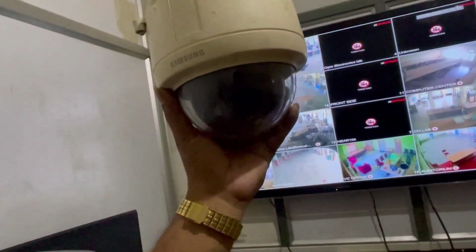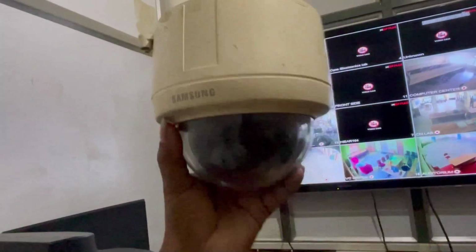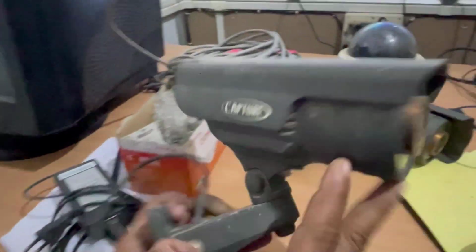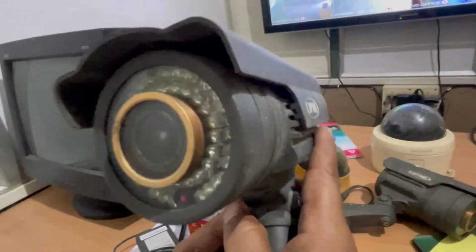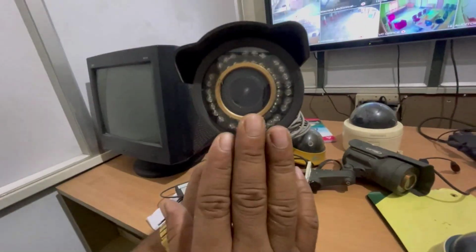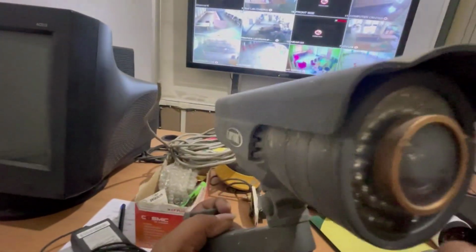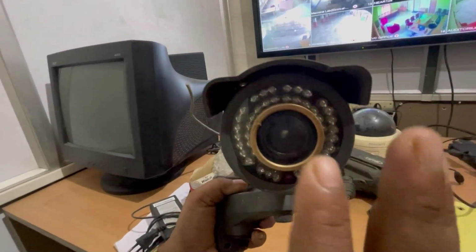So this is how the camera would look like after prolonged use. So older cameras will develop problems in viewing because of the glasses, and the glass covers over the cameras will become blur, and then they need to be replaced. Very often the camera itself needs to be replaced, inside the lens itself needs to be replaced, and that can also be done very easily.